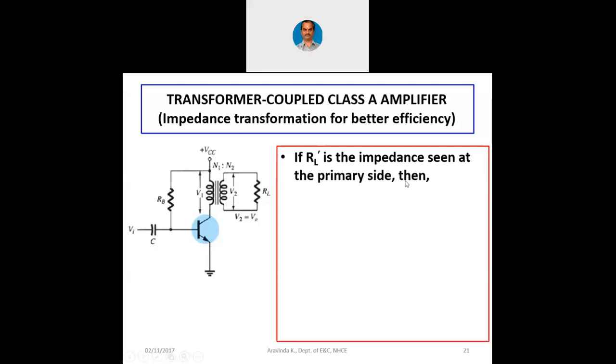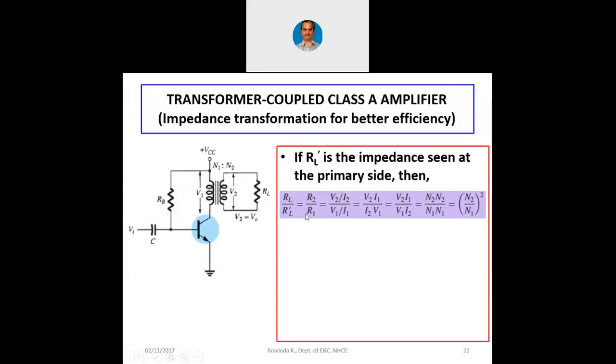Now RL dash is the impedance seen at the primary side, please understand, let me annotate now. We have RL at the secondary side. So we can have a model, let me change the color. At the primary side, we can have the model of this RL as RL dash. So if RL dash is the impedance seen at the primary side corresponding to the impedance at the secondary side, then we will see what happens now.